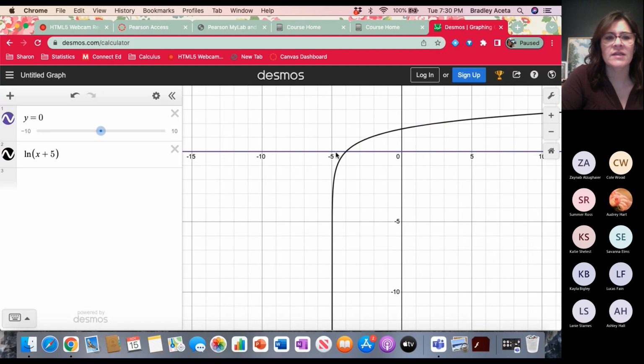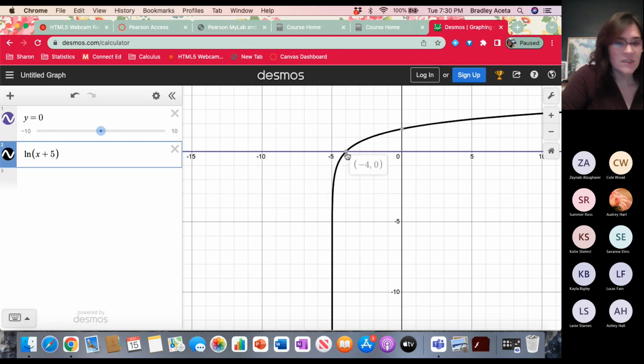This is just crazy. So ln of x plus 5, remember it has an asymptote. On the x-axis, it doesn't go past -5. Actually can't even be -5. All right. So where they're equal to each other is at -4. Look, they both cross each other at -4.